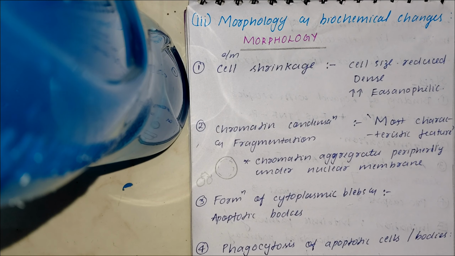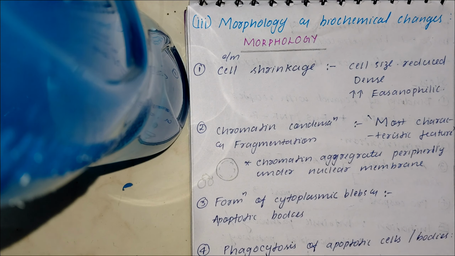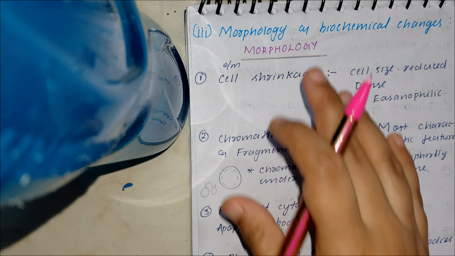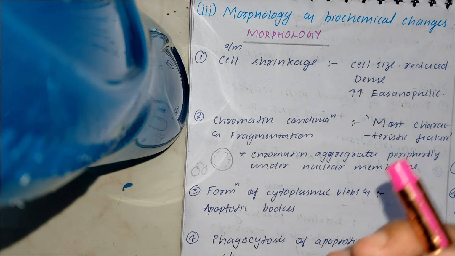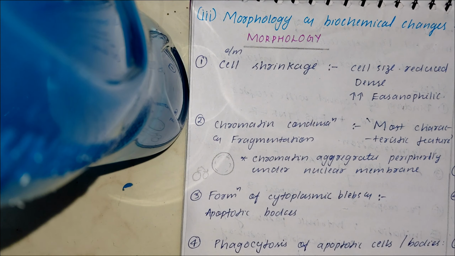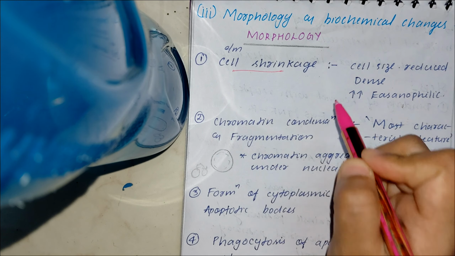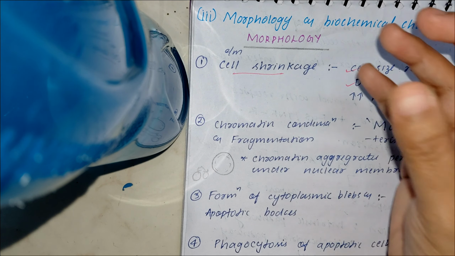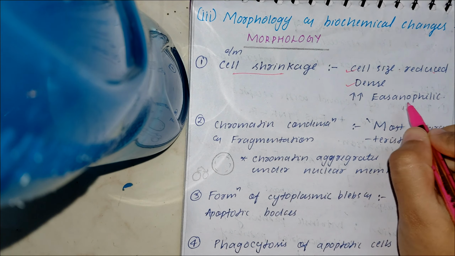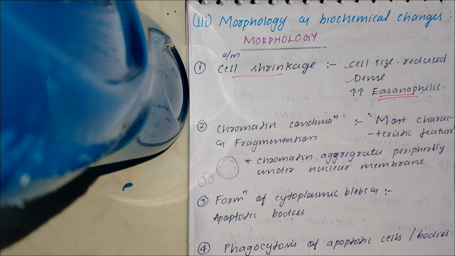Okay, now we have come to our third subdivision, which is the morphology and biochemical changes happening in the cell during apoptosis. So let's study the morphological changes that are going to happen. We are going to see the cell through an electron microscope. So what all can we see? We can see the cell is getting very shrunken. Cell shrinkage can be seen. That is, cell size is reduced, the cytoplasm is becoming more dense, and it will be more pink in color. Pink means it is becoming more eosinophilic.